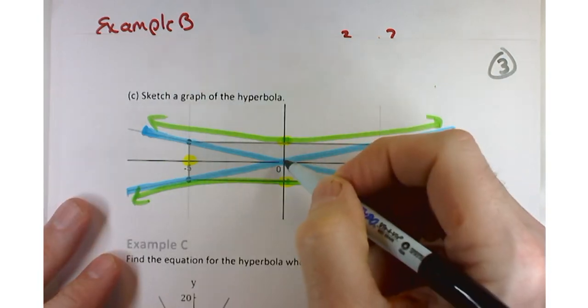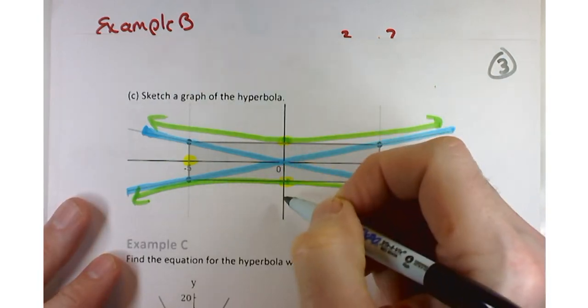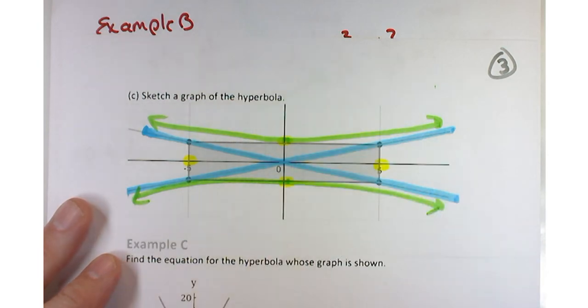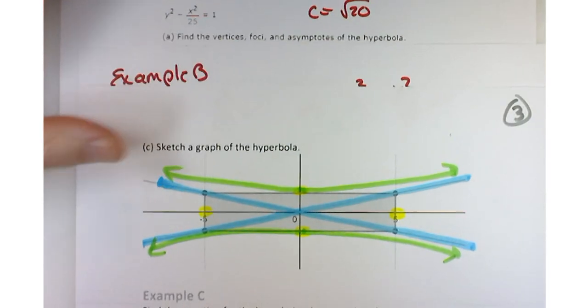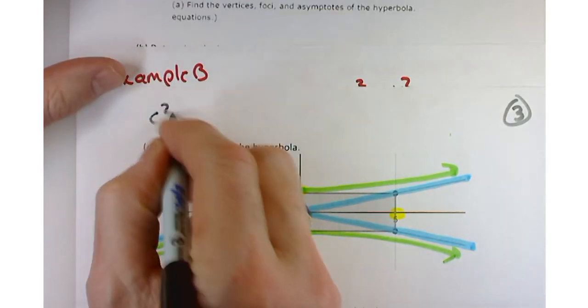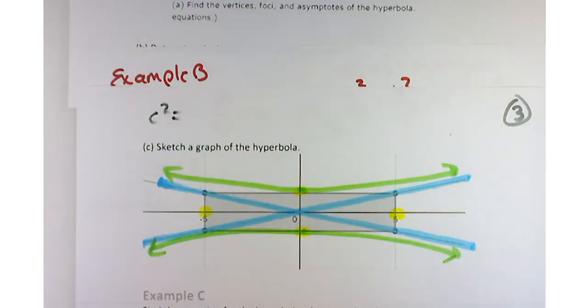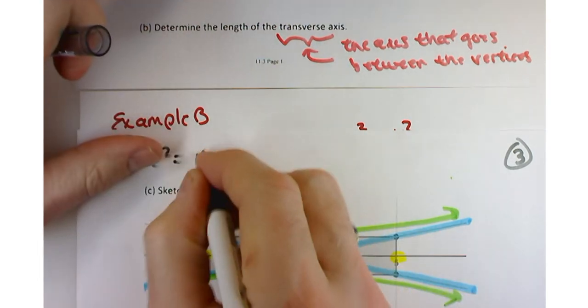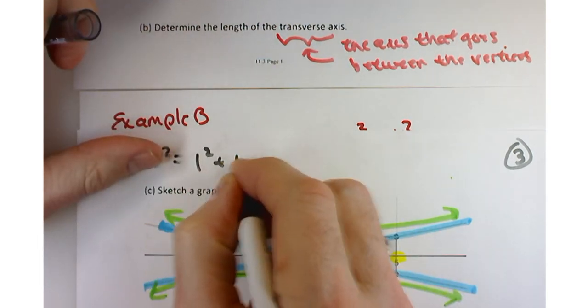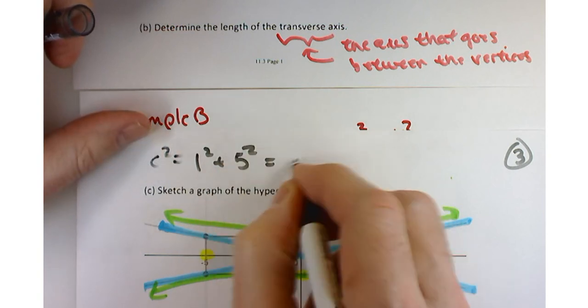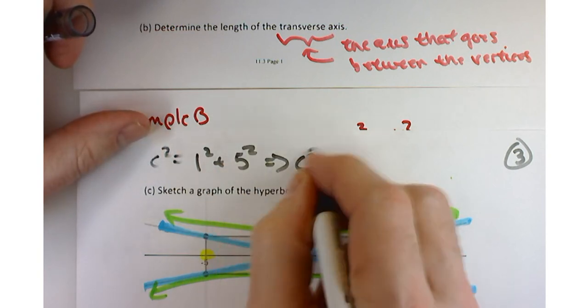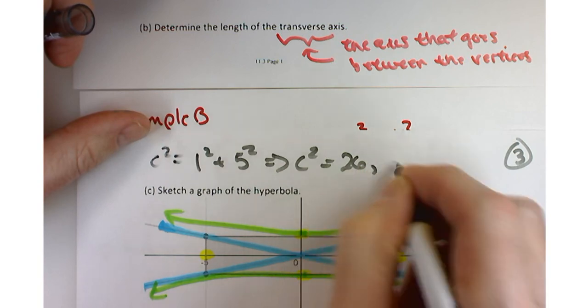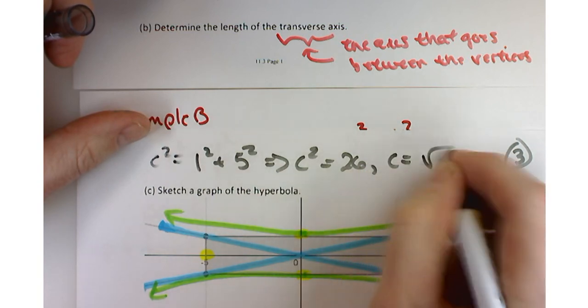Now the foci are going to lie above and below here. They have to lie inside each branch of the hyperbola. So let's calculate c squared. C squared is going to equal a squared plus b squared. And in this particular case, that's going to be 1 squared plus 5 squared. So c squared equals 26. So c is going to be the square root of 26.